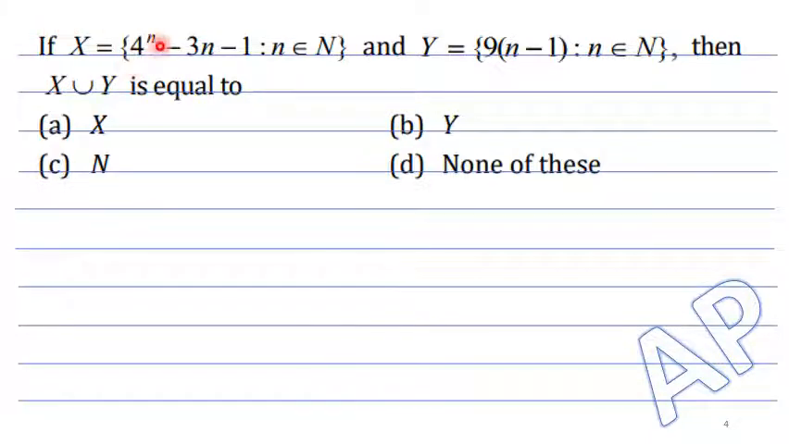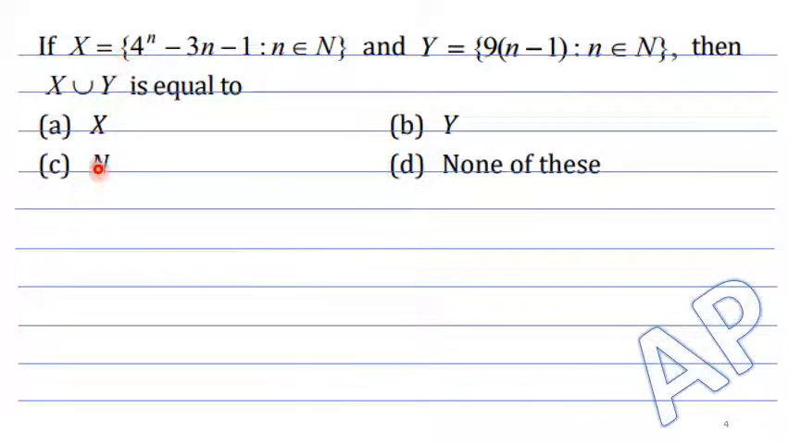If x is equal to set of all 4 to the power of n minus 3n minus 1 such that n belongs to N, where N is a natural number, and y is equal to set of all 9 into n minus 1 such that n belongs to N, then x union y is equal to option A is x, option B is y, option C is N, and option D is none of these. So let us find what is x and what is y first. Then we will be able to find x union y.